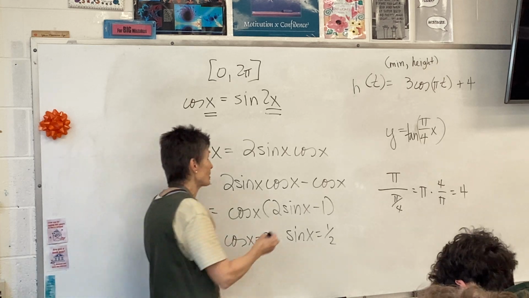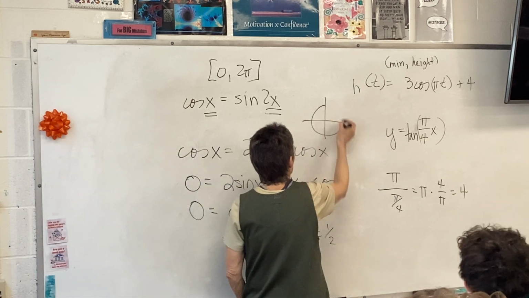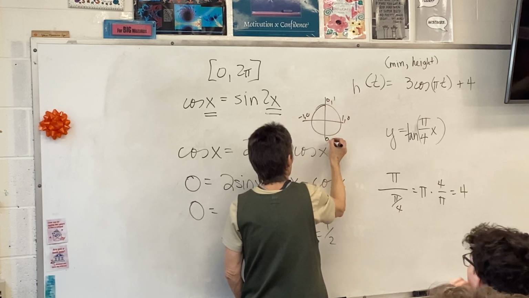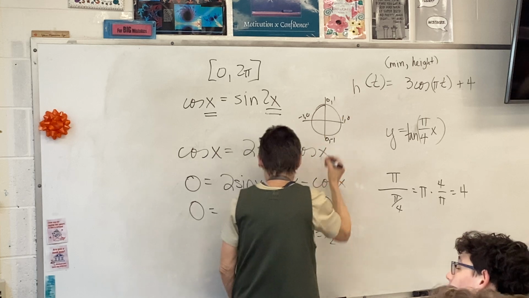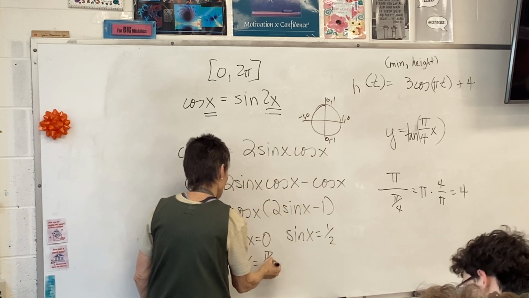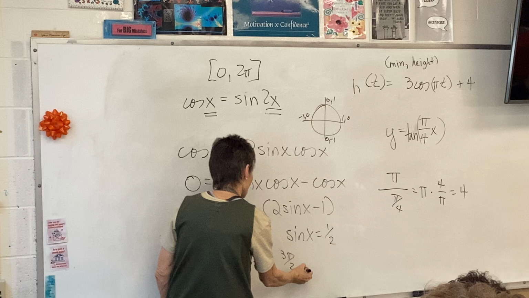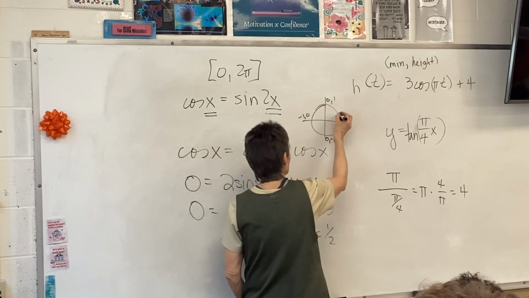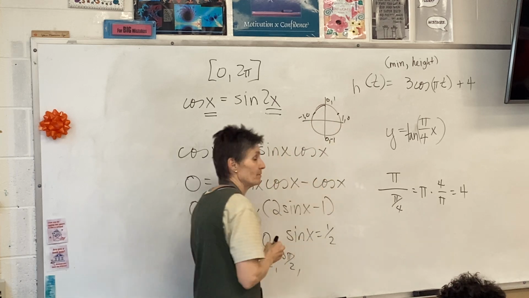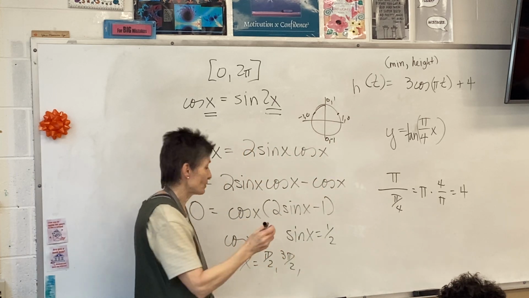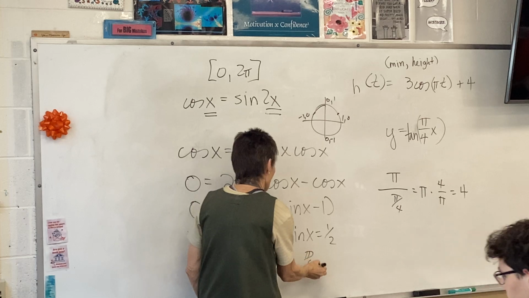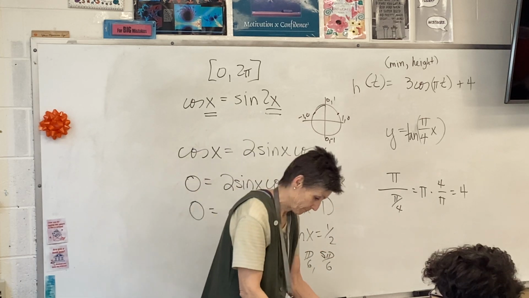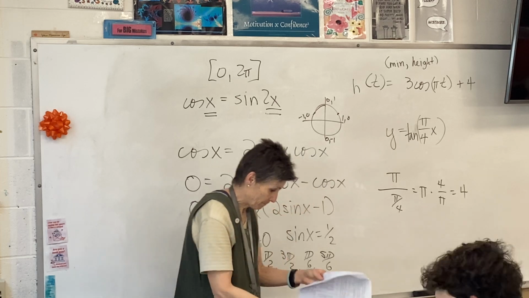All right, where does the cosine equal 0? Yep, right here and here, right? So you've got pi over 2 and 3 pi over 2. Where does the sine equal 1/2? Pi over 6 and pi over 6. There we go. Good job.